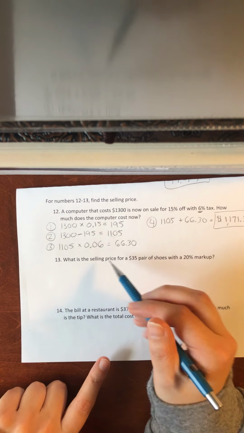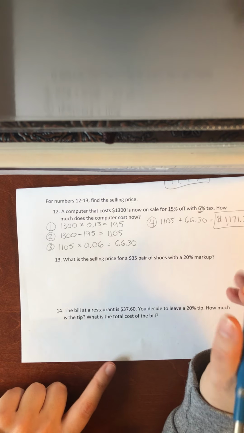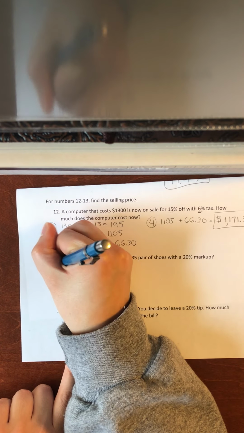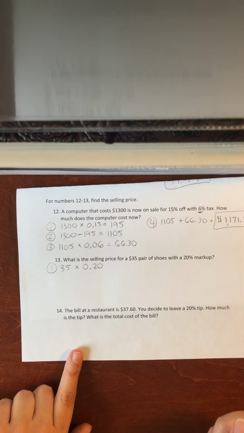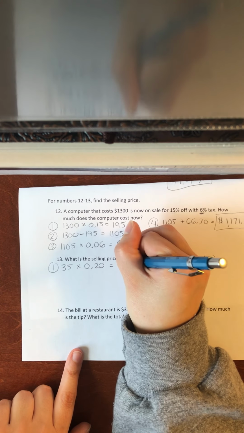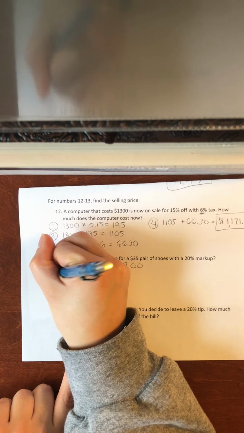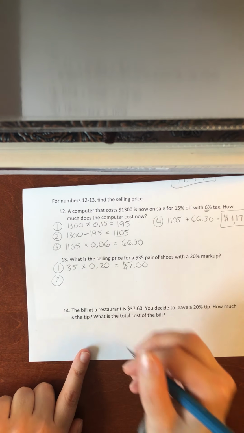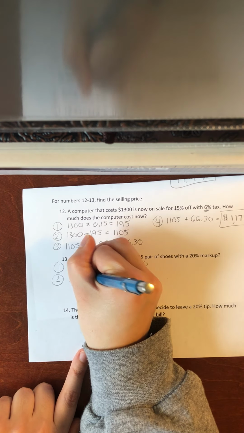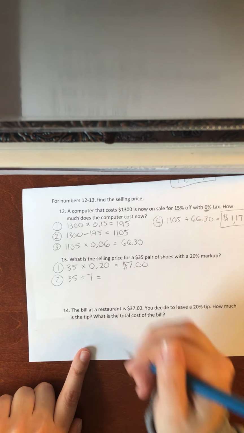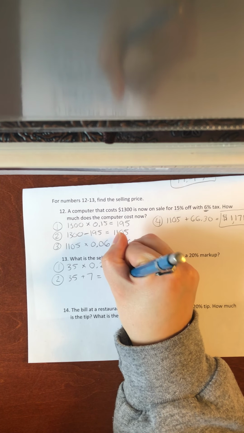Okay, this one. What is the selling price for a $35 pair of shoes with a 20% markup? Okay, so $35 pair of shoes, we need to multiply it by 0.20, that's 20%, and we will get $7. Then we need to take that $7 and add it to the original cost of the shoes, which was 35. So 35 plus 7 is $42.